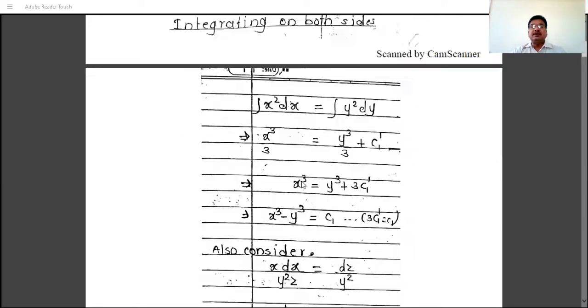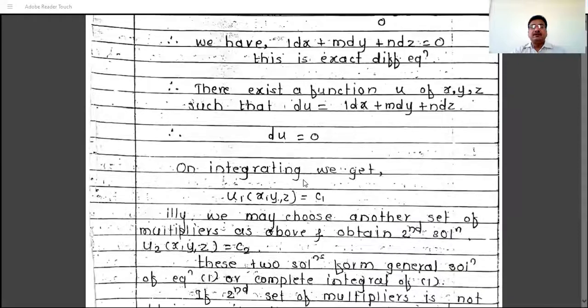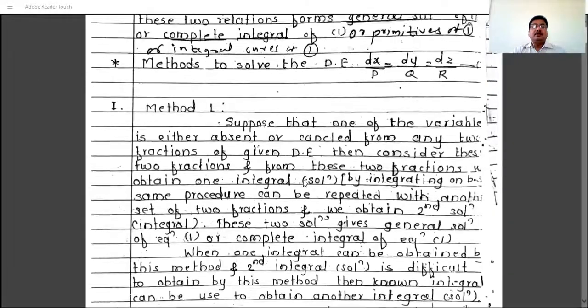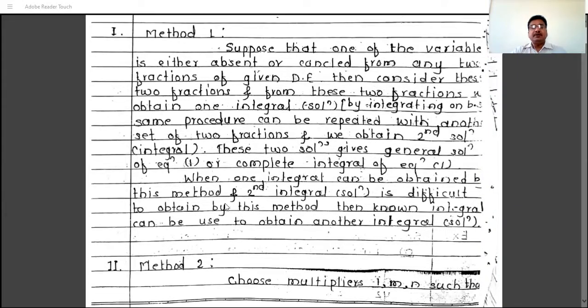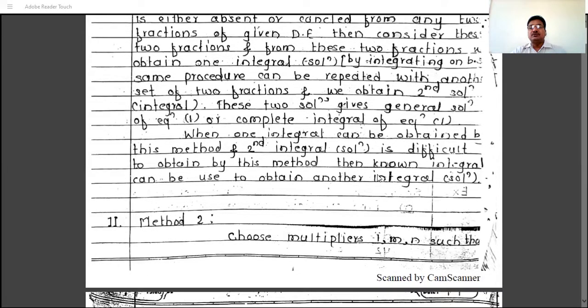So this is the sub method of method number one. So the basic two methods to solve the differential equation are method number one and method number two, and this is the sub method of method number one. What is that? When one integral can be obtained by this method and the second integral or solution is difficult to obtain by this method, then the known integral can be used to obtain the other integral or solution. That is, if you find the first solution of the given differential equation, then in order to find the second integral or second solution, we can use the first solution.